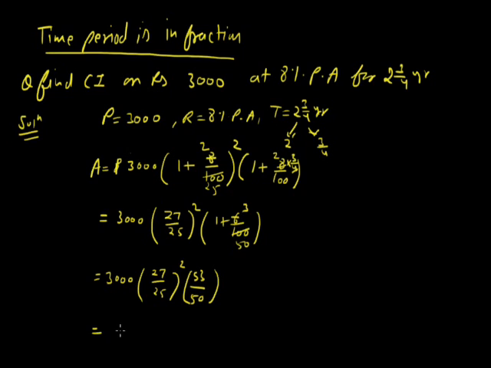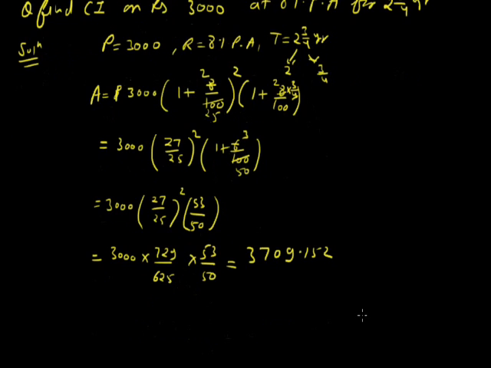Now 3000, what is the square root of 27? That is 729. What is the square root of 25? That is 625 into 53 into 50. So the answer that we got is 3709.152. So the interest becomes amount minus principal, that is 3709.152 minus 3000. So the answer is 709.152. So this is our interest.